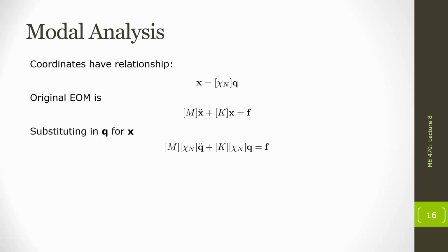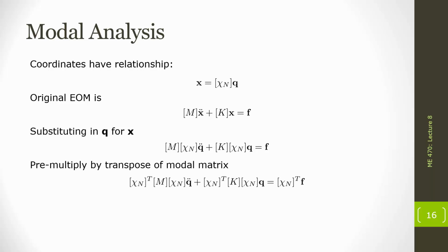Now what I can do is on the left-hand side and on the right-hand side, I'm going to pre-multiply every piece of this, every term of this, by the transpose of my modal matrix. So I've done the same thing to the left as I've done to the right here, just pre-multiplying by this chi n transpose.